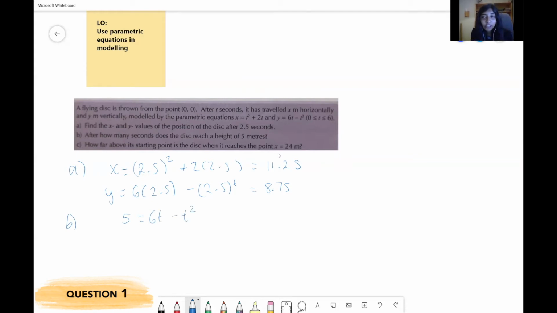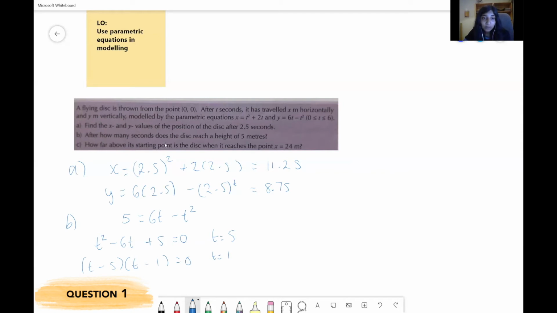Then if we rearrange to have an equation that's equal to 0, you can bring t squared onto this side. So we have t squared, we subtract 6t, we get minus 6t plus 5 is equal to 0. And then we can factorise this, so we'd get t minus 5 and t minus 1 is equal to 0. So then we have the two values of t: t equals 5 and t is equal to 1. So after 1 second or 5 seconds, the disk has reached a height of 5 meters.